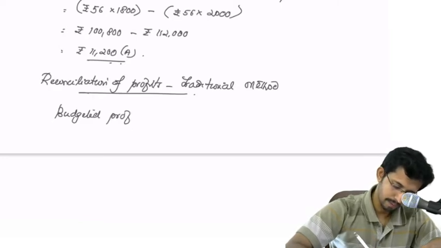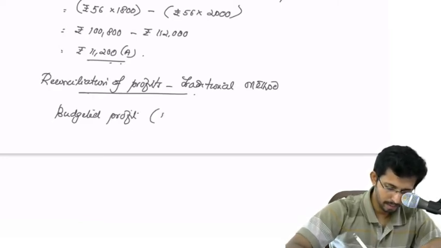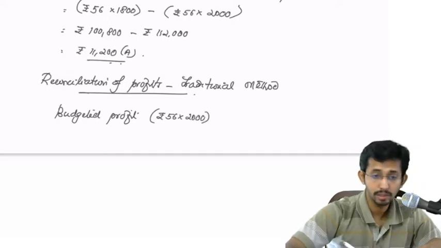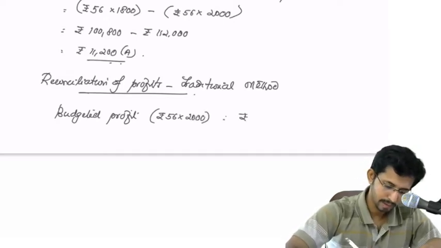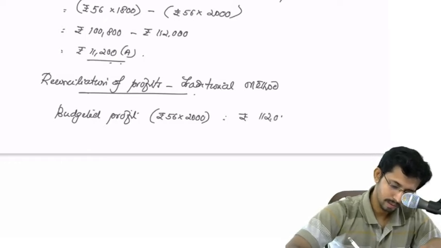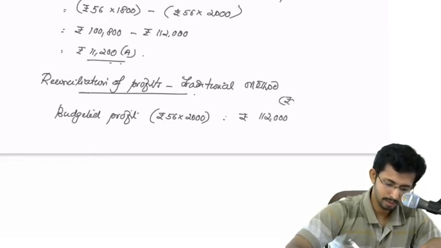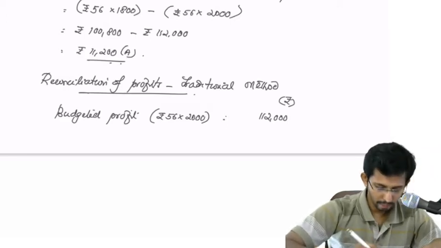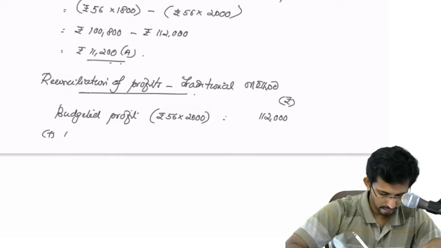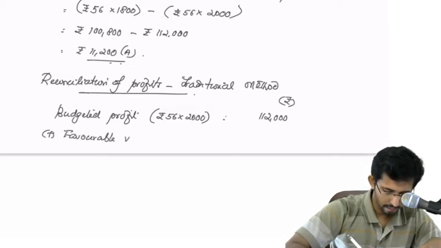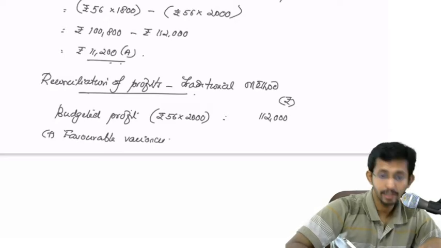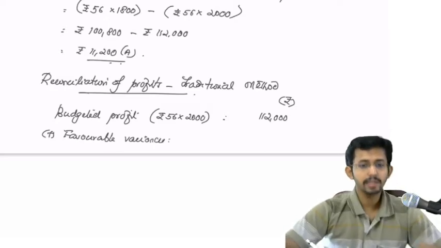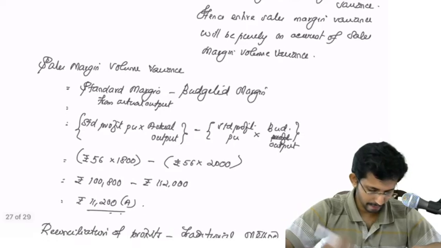What is the budgeted profit? Rupees 56 into 2000, which is rupees 112,000. Figures are in rupees. Okay, fine. Now what do you have to do? Add favorable variances. What all are the favorable variances you have? Is there any favorable variance?